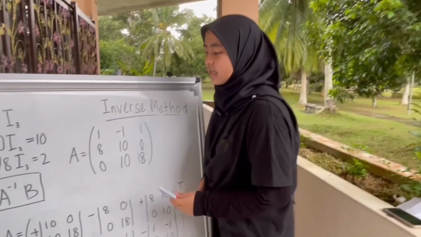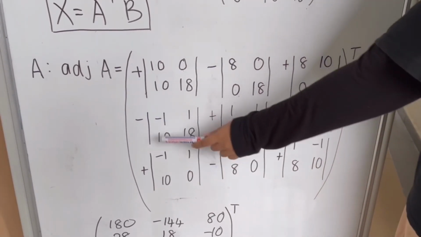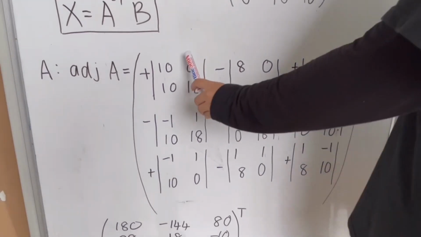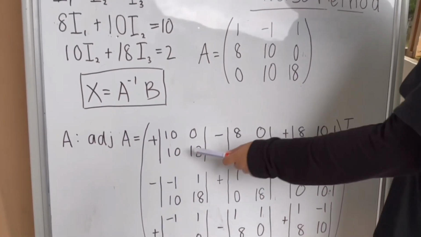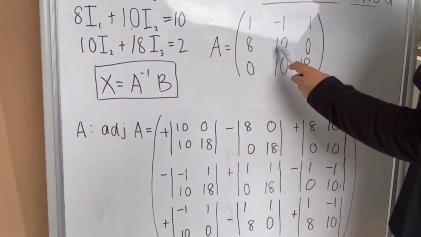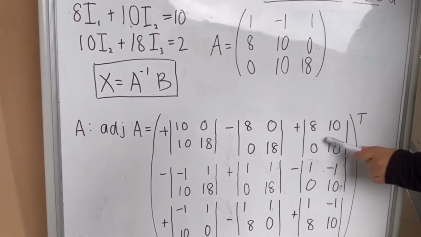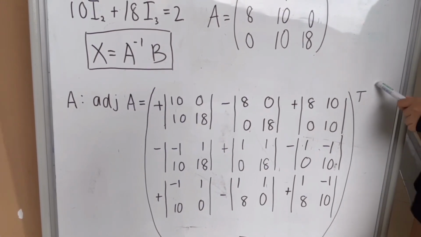Next, for adjoint A, first we put positive, negative, positive, negative, positive, negative, positive, negative, positive. For this inside number, we look back at A. It was at first column and first row, so we close it, and that's why we get 10, 0, 10, 18. Apply it also to the other side. And for the outside, T means transpose.